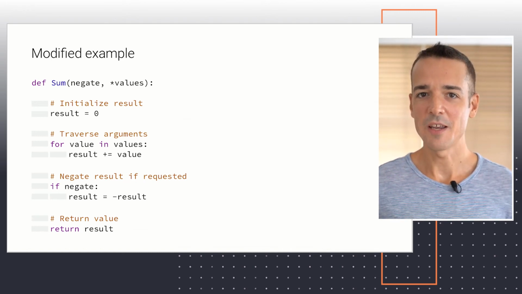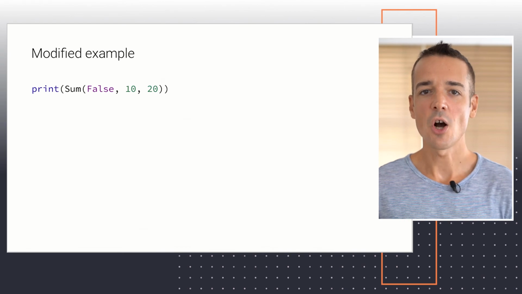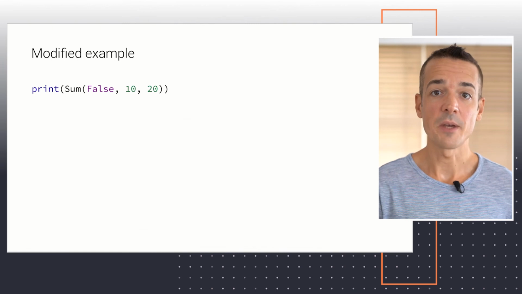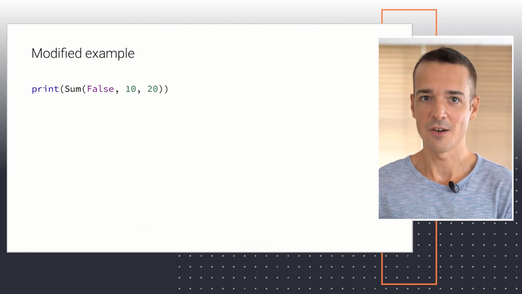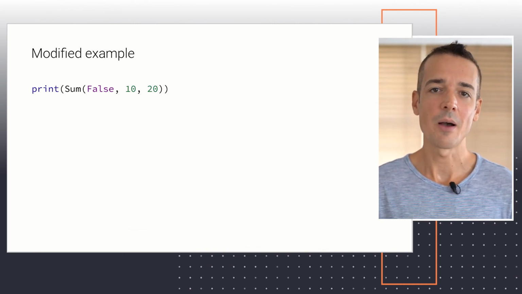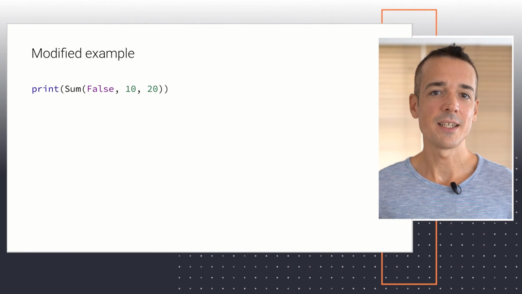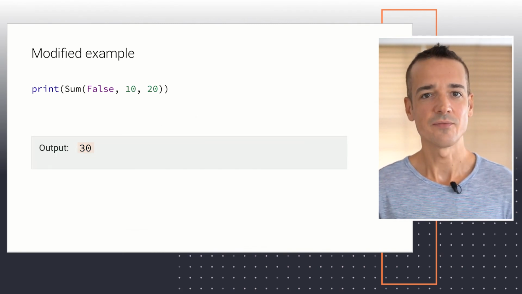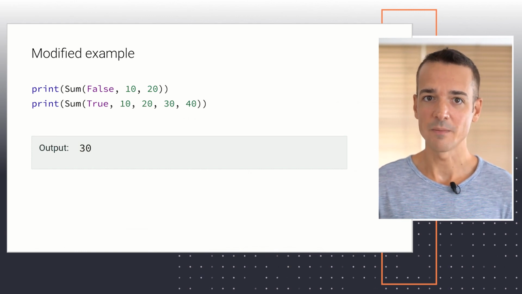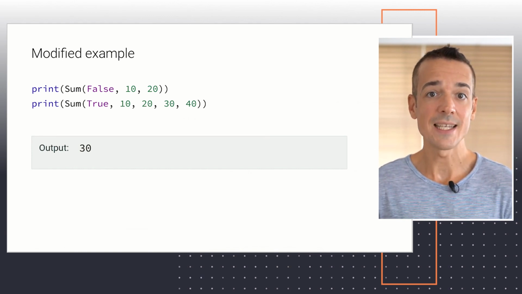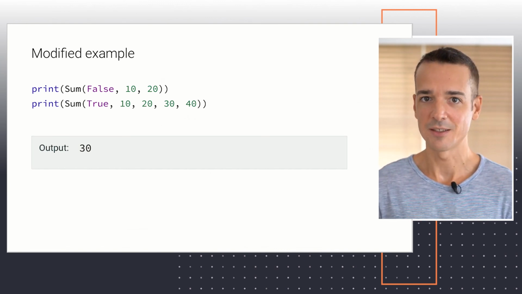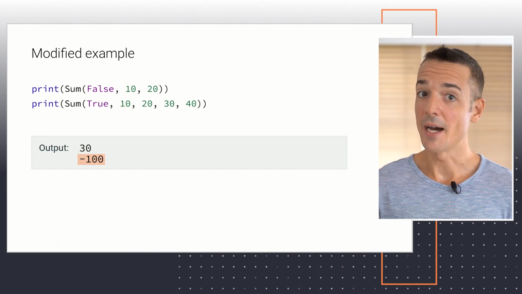Let's look at some sample invocations for this function. This first call uses arguments false, 10, and 20. Python first maps argument false to parameter negate in the function header and considers 10 and 20 to be the list of arbitrary arguments assigned to parameter values. The result printed in the terminal for this call is 30. The second call uses arguments true, 10, 20, 30, and 40. Once again, positional argument true is assigned to parameter negate, and the remaining values are interpreted as the arbitrary arguments. The output of this call is -100.